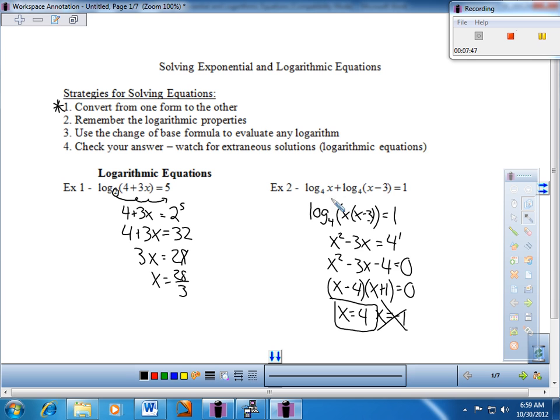It doesn't mean that x can't be negative. It means the input can't be negative. And so in this case, it makes the input negative, and so it doesn't work. All right, I hope that works for you. Please ask if something comes up and you're not sure about that. But 4 is the only one that works there.